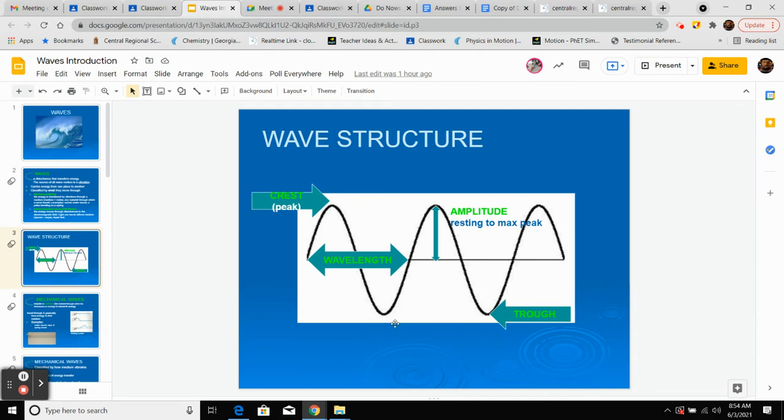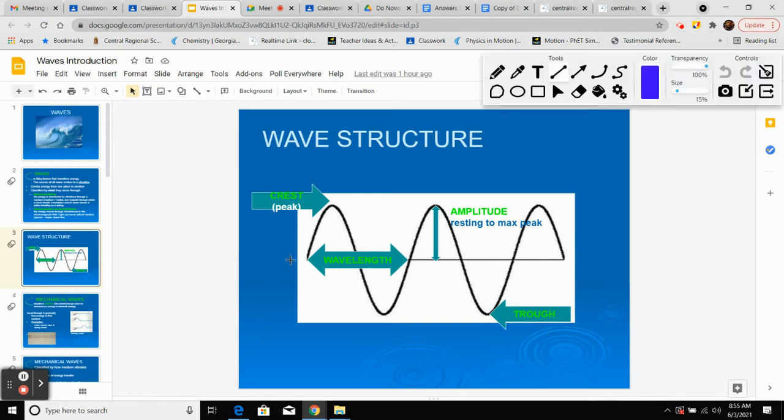Wave structure, you have to know this one inside and out. The tops are crests, the bottoms are troughs. Wavelength is one complete cycle. You can measure wavelength a few different ways, but crest to crest is usually the easiest, but also where you start, right? You see how it starts right here on our resting position right there.